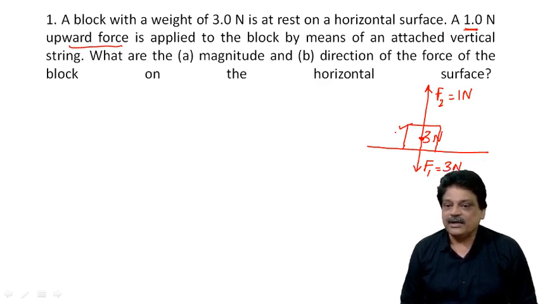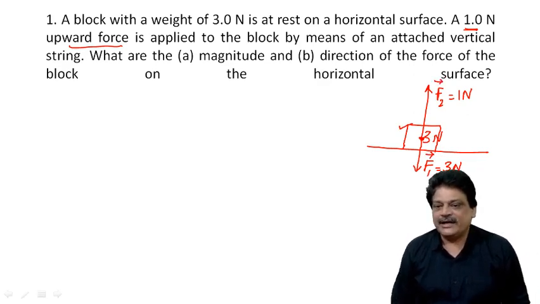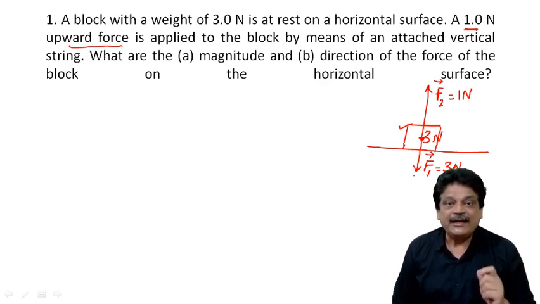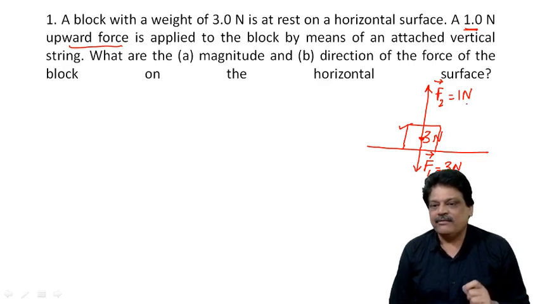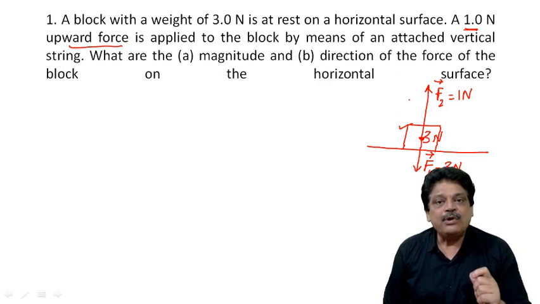That is very simple. You know forces are vector quantities. So, gentlemen, you see that here two forces are acting. One is 3 Newtons and it is acting downward. Why? Due to the gravitational pull of the earth. And the second one is 1 Newton acting in the upward direction because you are applying it.